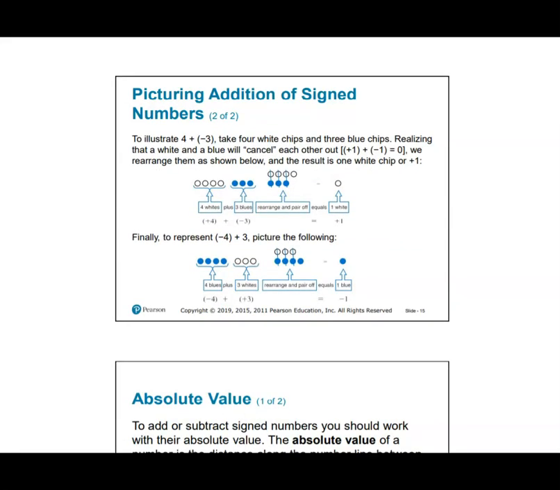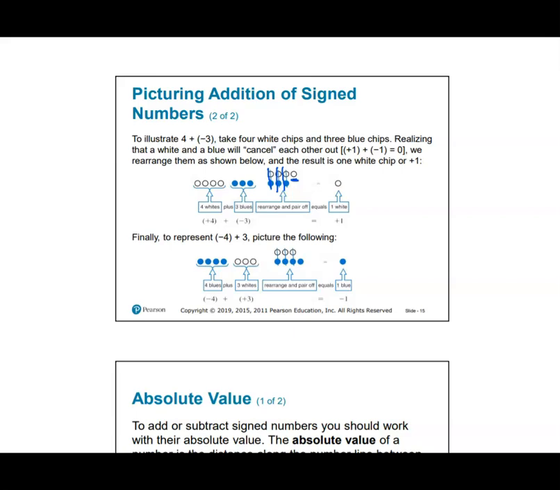So to illustrate 4 plus -3, since 4 is positive, you would take 4 white chips, and -3 is negative, so you would take 3 blue chips. And then every time you have a white chip and a blue chip together, they've just taken the 4 and lined it on the top, the 3 on the bottom, every time you have a pair, they cancel each other out. And you'll see that you have one white chip left, which means the answer is going to be 1.